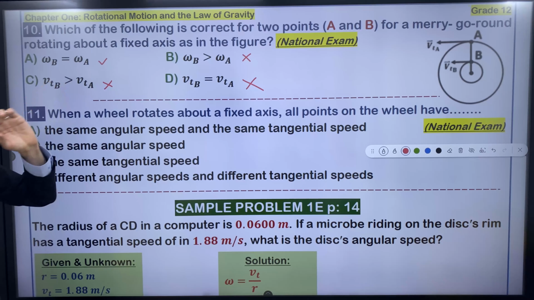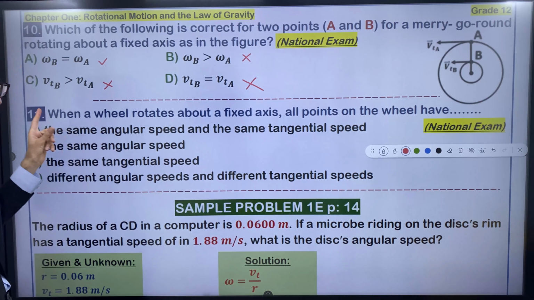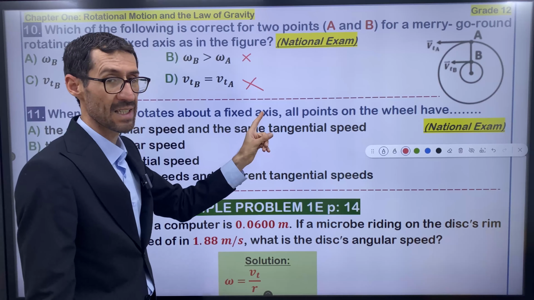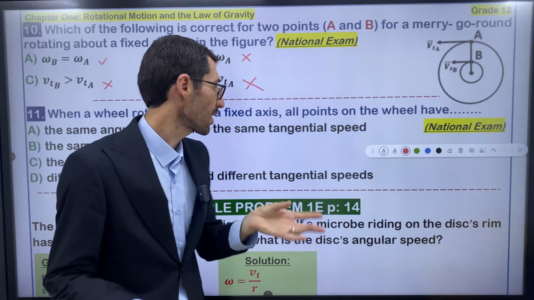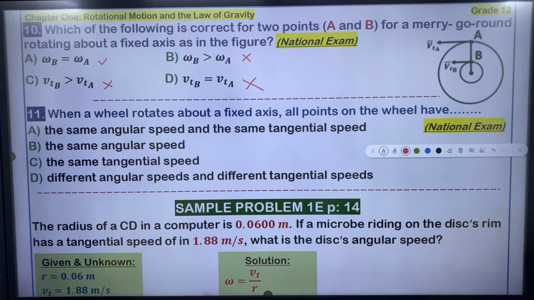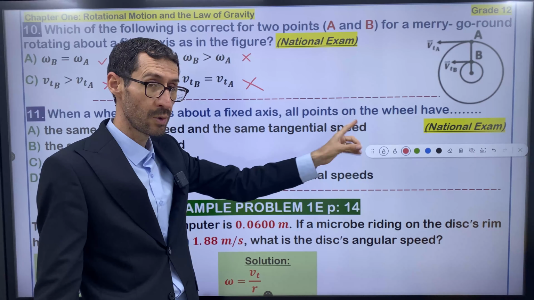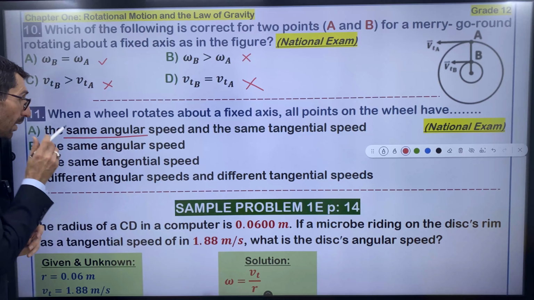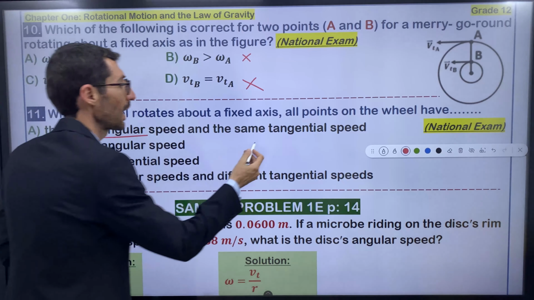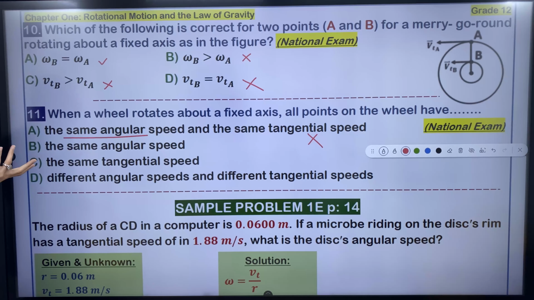The last question about this lesson, question 11, and this is a question from the national exam as well. When a wheel rotates about a fixed axis, think about a wheel rotating about a fixed axis, right? All points on the wheel, we have a gap here. All points of the wheel have what? A, have the same angular speed and the same tangential speed? No. The first part of the answer is true, no problem. But the second part is not true. That's why the sentence is not right.